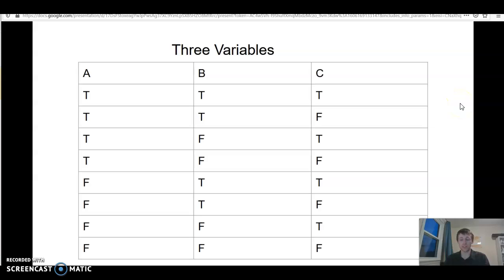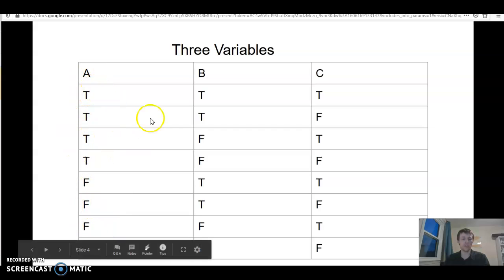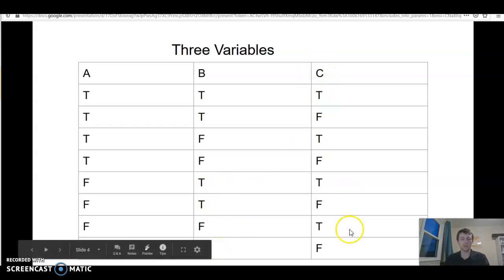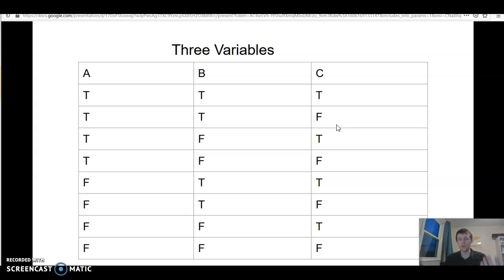You don't have to memorize this table by any means, but if you want to reconstruct it, there's a pattern here. You have 4 trues, 4 falses, then 2 trues, 2 falses, 2 trues, 2 falses, and then alternating every other one. And you could keep going and construct a table for 4 or more variables just by extending that pattern farther.